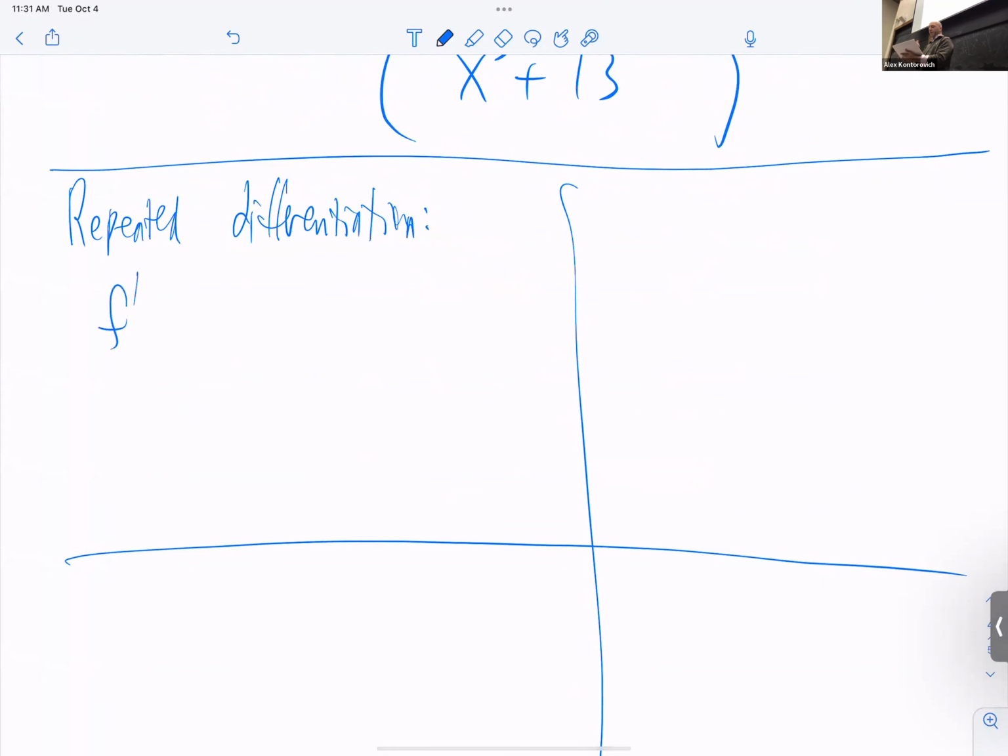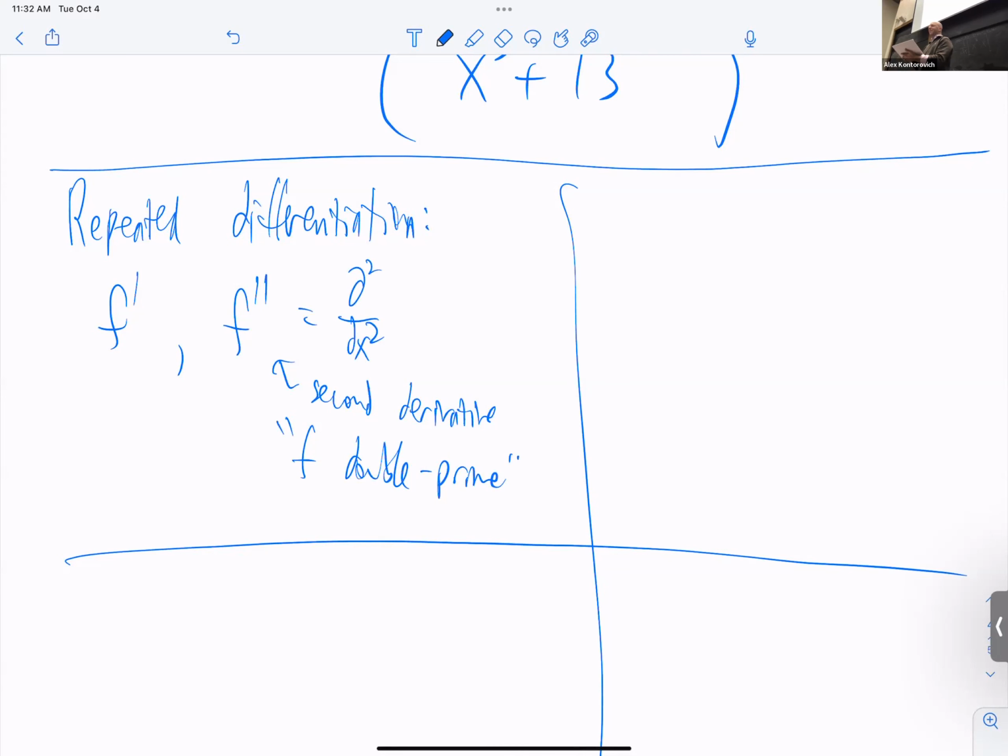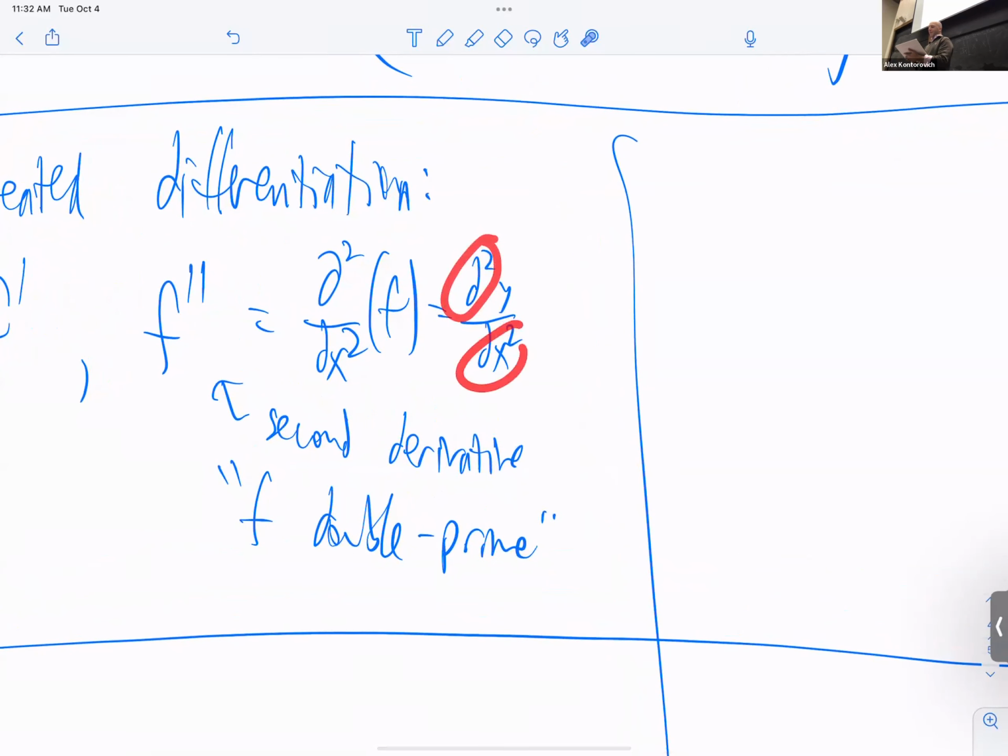So you can look at the first derivative of a function. You can look at the second derivative of a function. The second derivative is also called f double prime. It's also called d squared dx squared of f, or d squared y over dx squared. This always confused me. Why does the square come here? Why isn't it dy squared over dx squared? I just never liked this notation, but it's because you're applying the operator d dx twice.